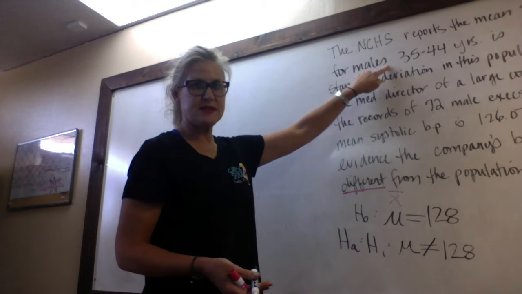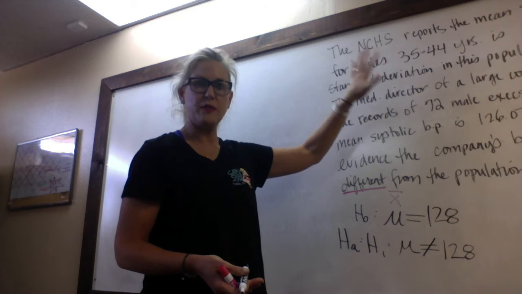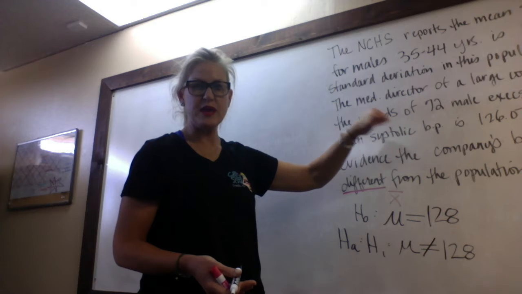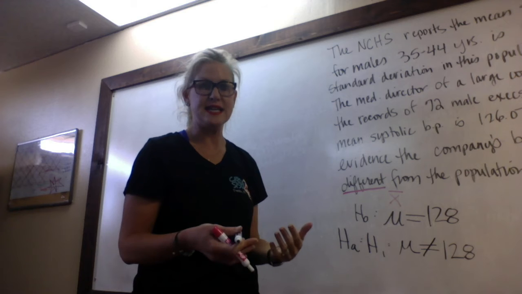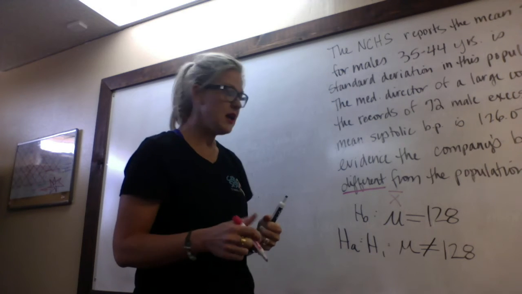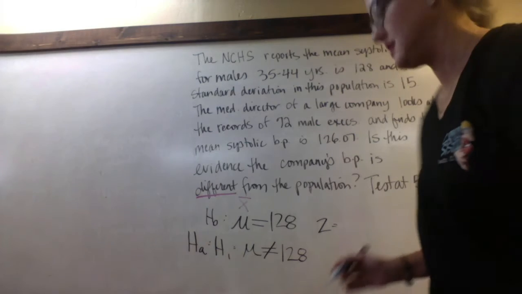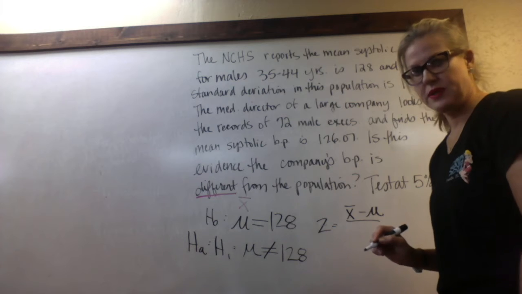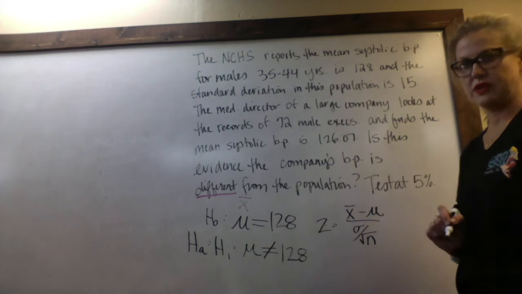The problem tells us that we have the standard deviation of the population. The problem is giving us sigma. When you're doing a test of means and you know sigma, or you're given sigma, or you're told sigma, that is a z-test. So you will be calculating for your test statistic a z-test statistic. And the z-test statistic formula is your sample mean minus the population mean over sigma divided by the square root of the sample size.